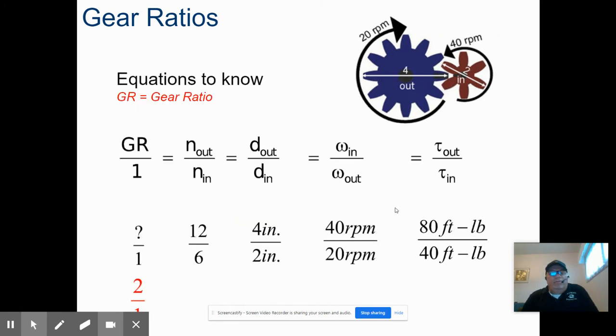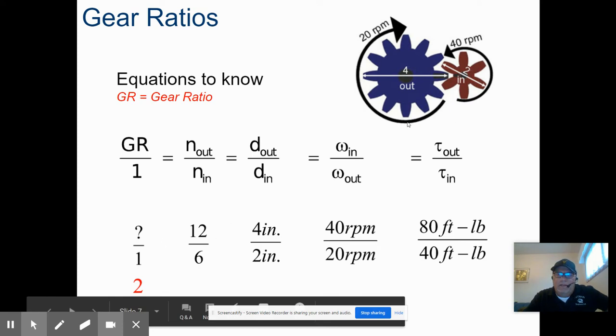All right, so in order to find the gear ratio, here we have the number of teeth out over the number of teeth in, diameter out over diameter in. Angular velocity is the only one that's different: it is the input over the output gear. The torque is out over in. So there you go.